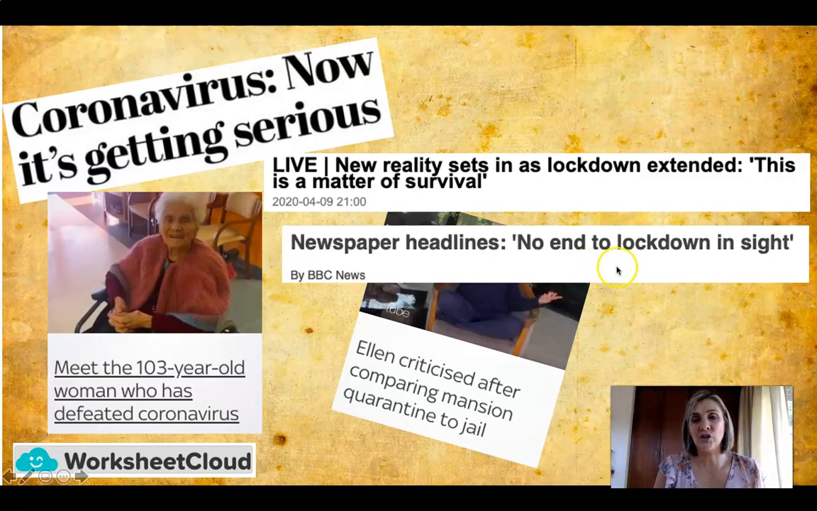And then another one, no end to lockdown in sight. Why? We want to find out a little bit more. And then I love this one. Ellen DeGeneres, and obviously she's there in the picture, I just blocked her out. Ellen criticized after comparing mansion quarantine to jail. Wow. Not sure whether those are facts or not, but I wouldn't mind reading a little bit more to see how can she compare her beautiful house with all the money she has to being in jail. So that would catch my attention.